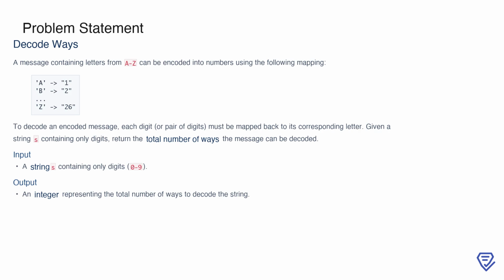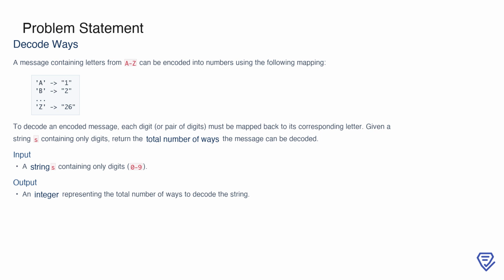In this problem, we are tasked with decoding a message that has been encoded using a specific mapping. Each letter in the alphabet, from A to Z, is represented by a number from 1 to 26. For example, A is represented by 1, B by 2, and so on, up to Z, which is represented by 26. Given a string S that consists only of digits, our goal is to determine the total number of valid ways to decode this string back into letters.